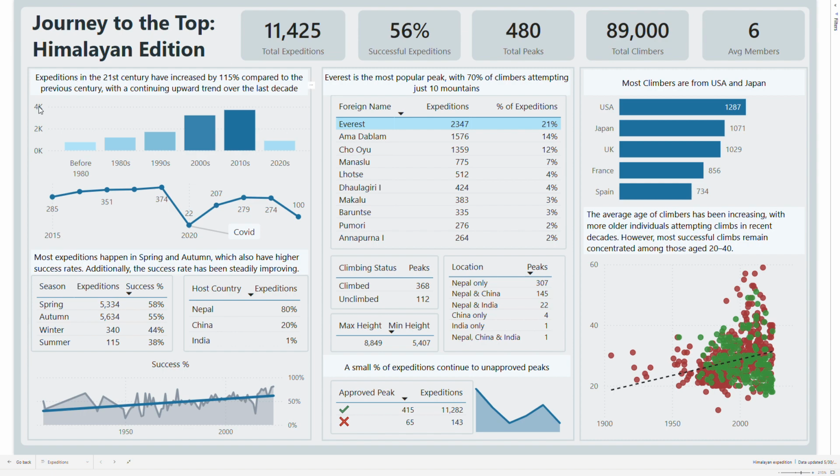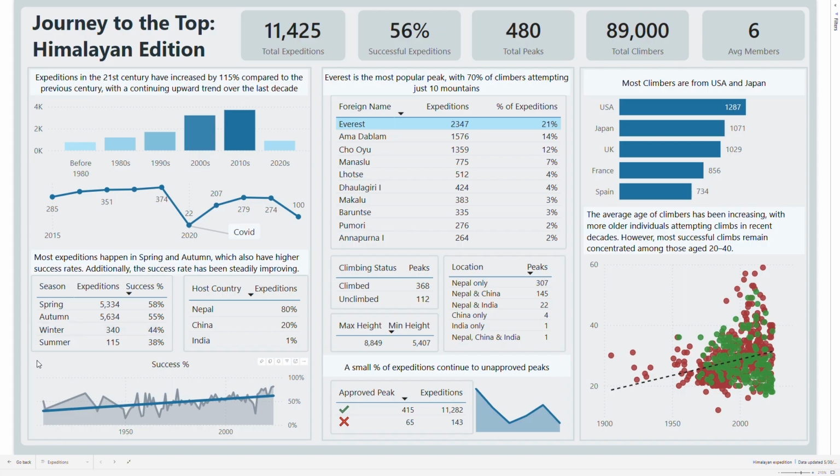And over here, this talks in more detail about the expeditions, and this shows how many expeditions were taken in each decade, and this focuses on the last 10 years. As you can see, there's a steady increase in the number of people who go on these expeditions, and it was only low in 2020 because of COVID.